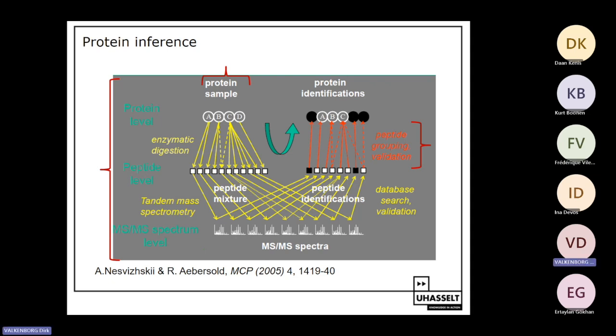What we see is we need to infer which proteins we now have actually observed. And what can happen is if we digest protein, it results in a number of peptides, but some peptides can be shared across multiple proteins. So how will we do the inference of the proteins based on the peptides?